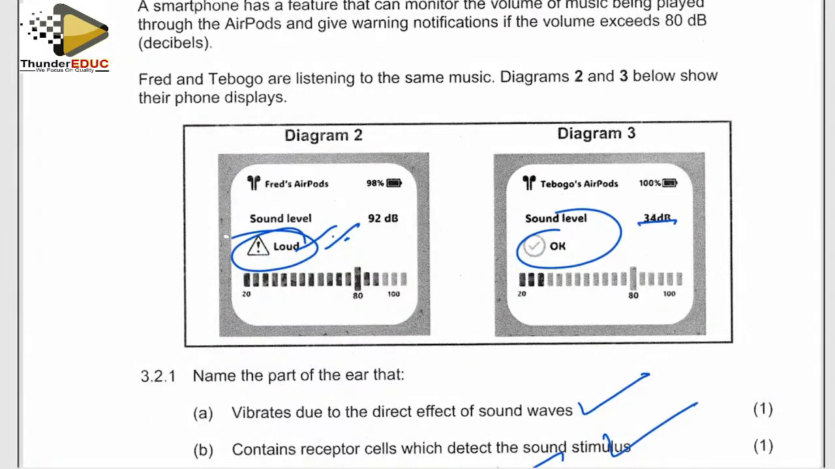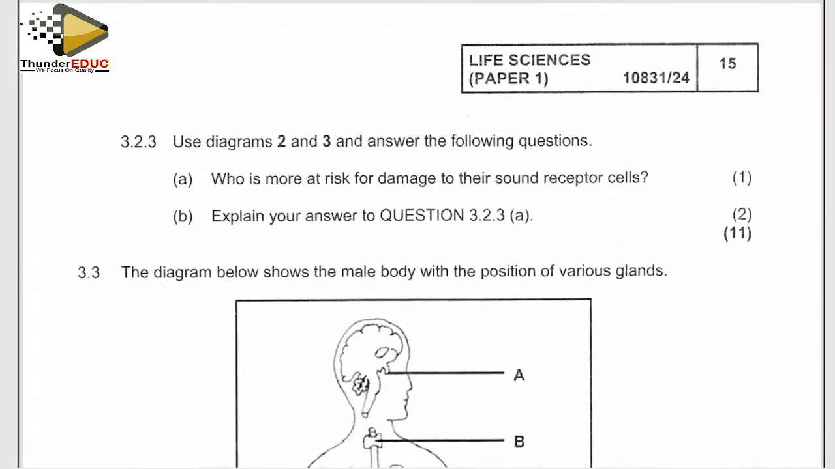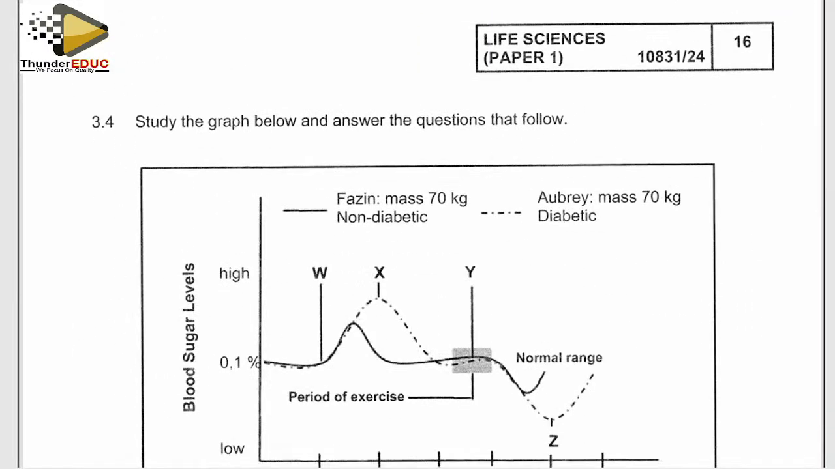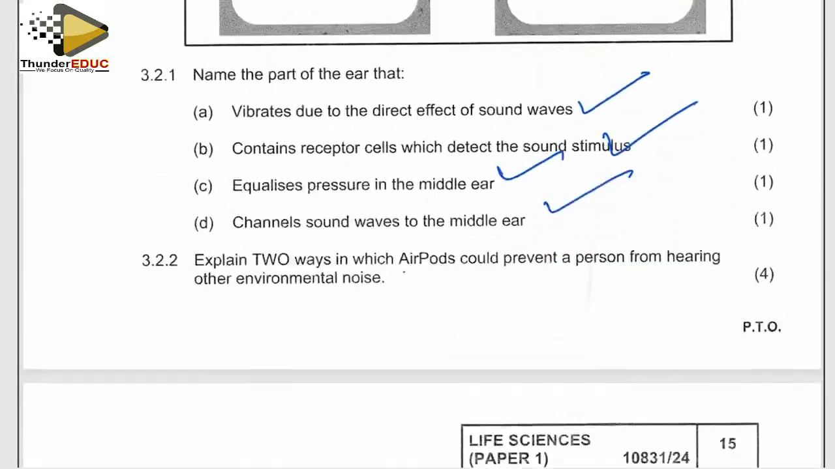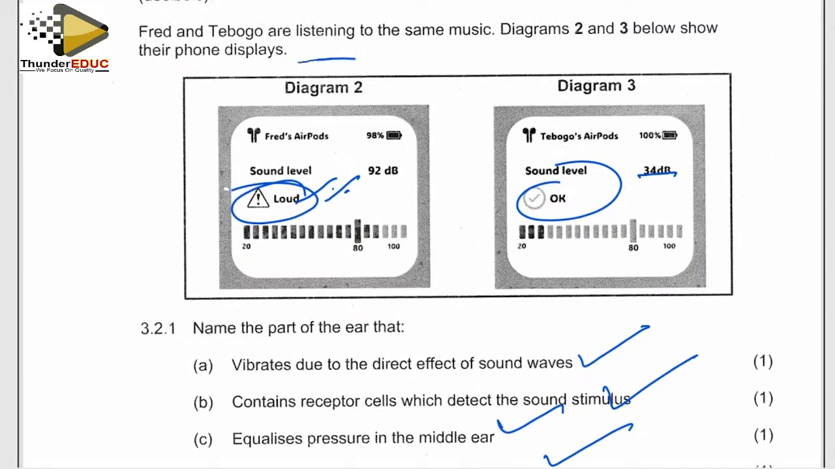And then the same vibration will be transmitted equally to the cells in the organ of Corti. So these cells have a specific amount of vibration they can accommodate. If it's too much, then it's easy for them to be damaged. You understand? That's why we say that it is that individual in diagram 2.